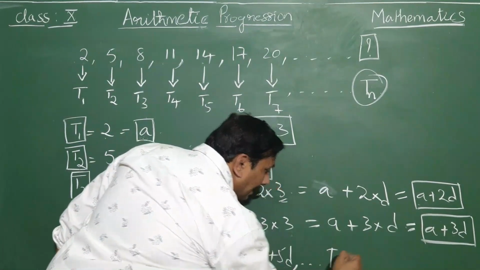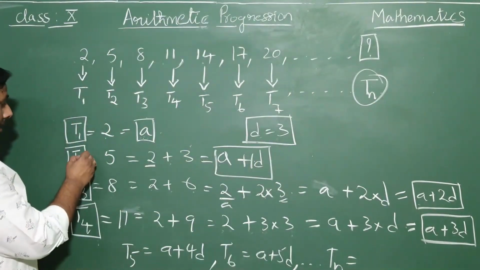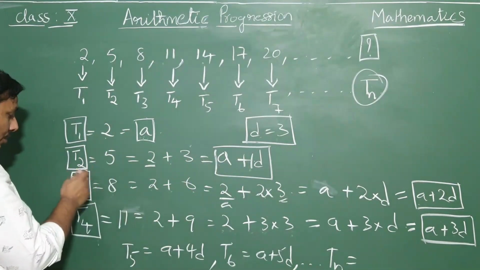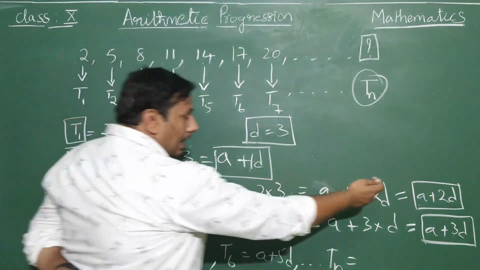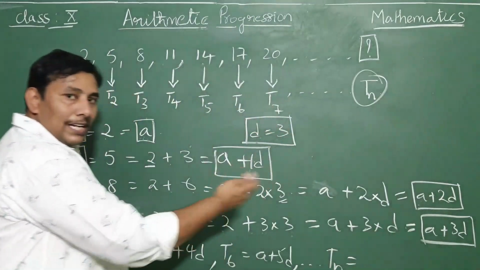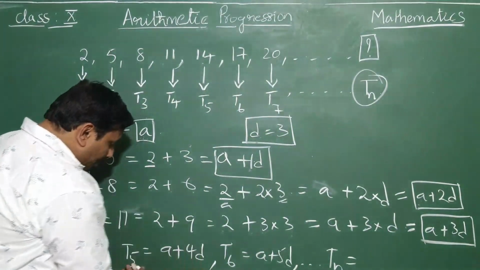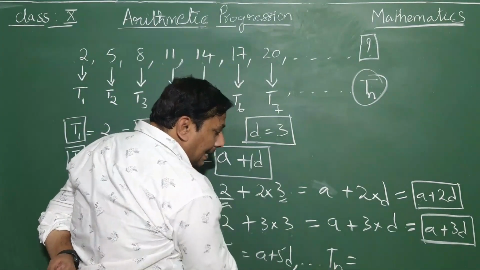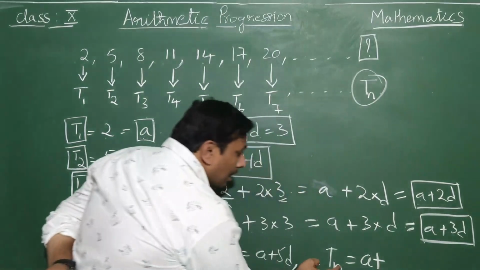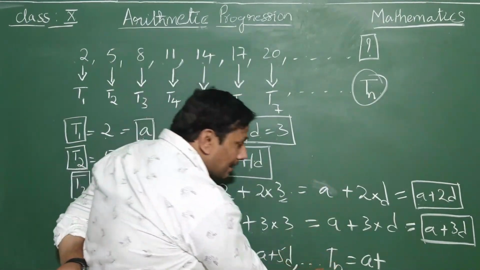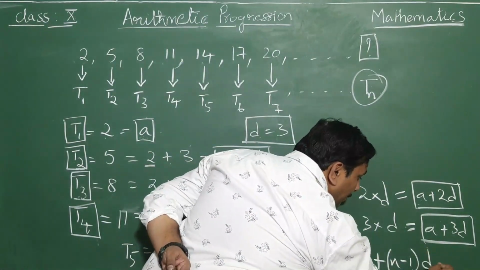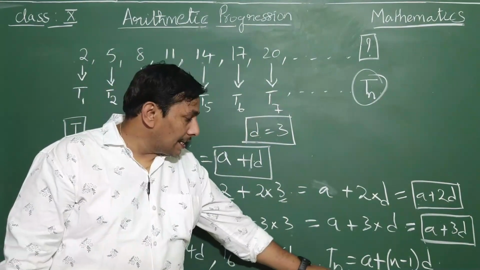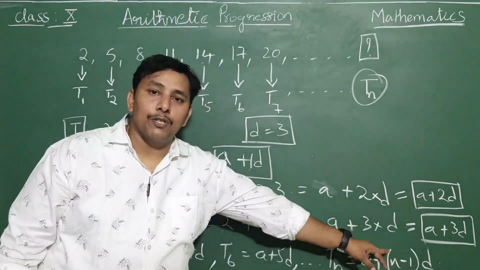Similarly, if I take Tn: for the second term I take 1, which is 1 less than 2. For the third term, I take 2, which is 1 less than 3, giving A plus 2D. The fifth term is A plus 4D, and the sixth term is A plus 5D. So for Tn, I should write one number less than n, that is n minus 1, into D. So this is the general formula for the nth term: Tn is equal to A plus n minus 1 into D.